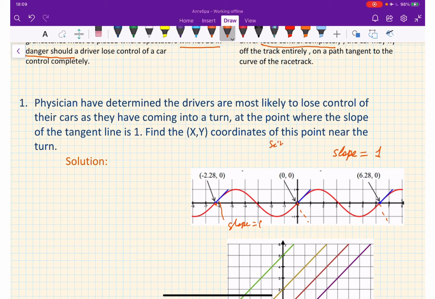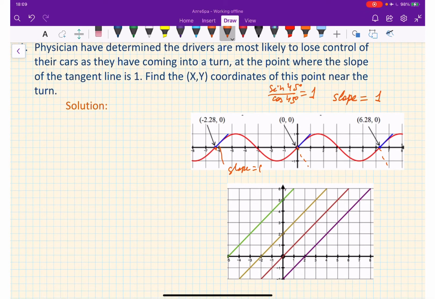sine 45 over cosine 45 is equal to 1. Sine 45 is square root 2 over 2. Cosine 45 is square root 2 over 2. Or tangent of 45 is 1. That is the reason. So those are tangent lines.